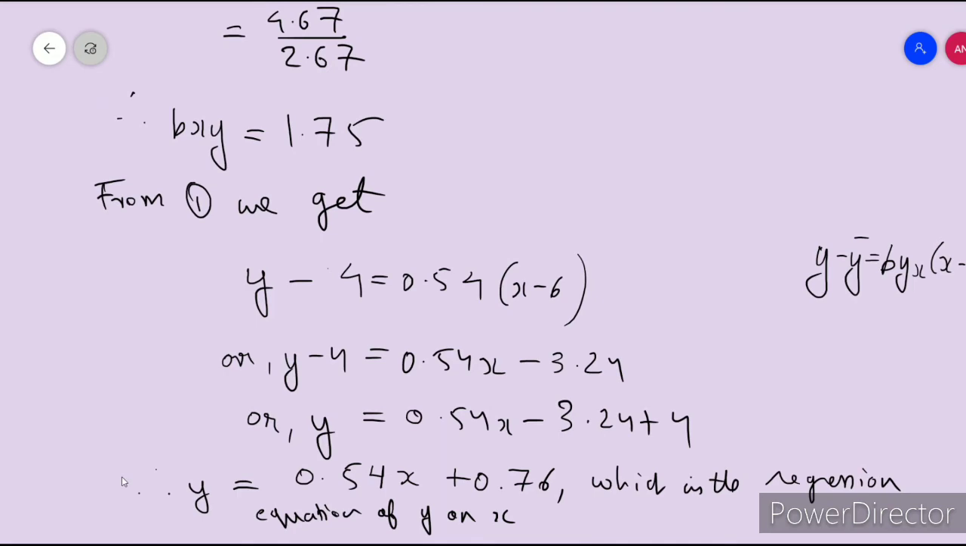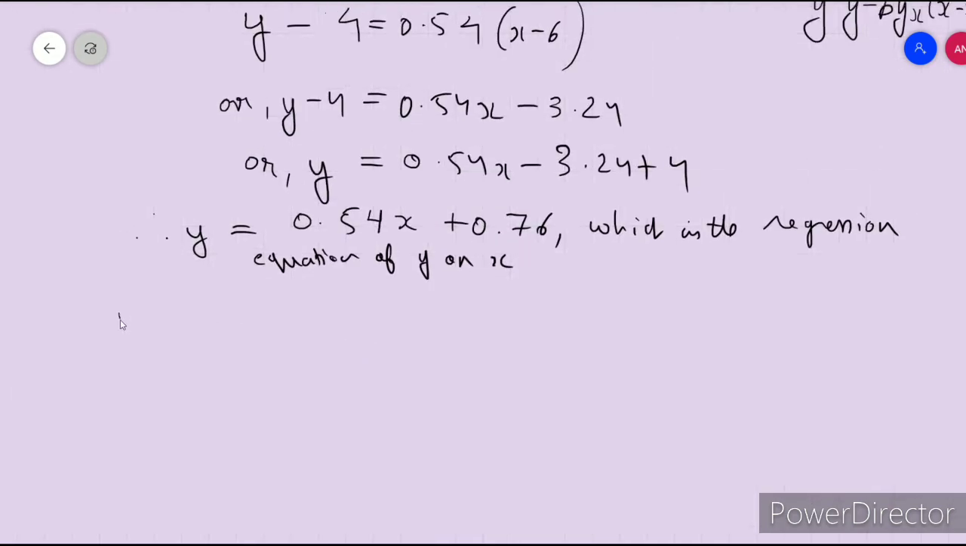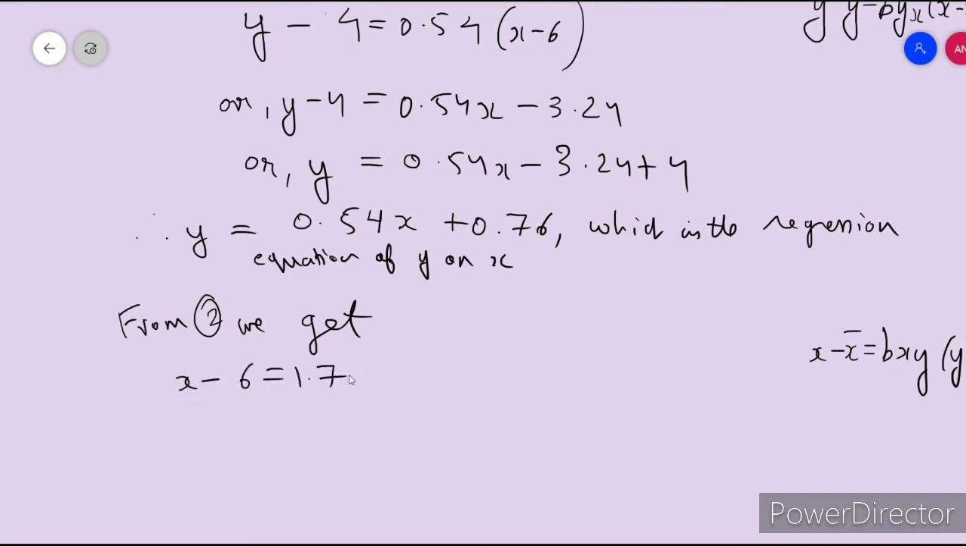Then we find the regression equation of x on y. So from 2, if you remember, the regression equation of x on y is written as follows: x minus x bar equals b_xy times y minus y bar. So you simply substitute the values. 1.75, that's the regression coefficient of x on y, y minus 4, so x minus 6 equals 1.75 y minus 4.